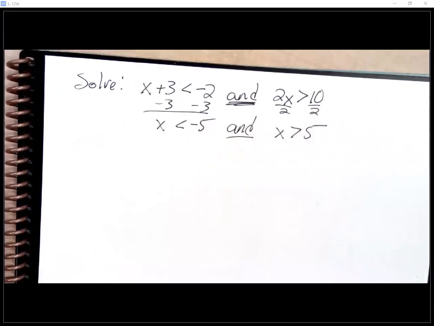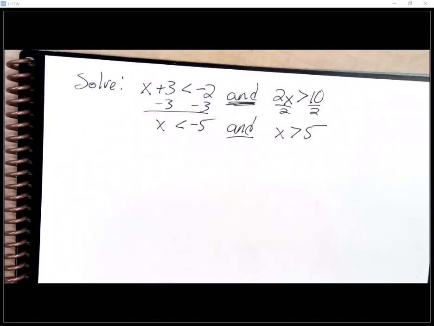But I need to remember that for these and inequalities, my answer has to work for both sides. So can you give me a number that's less than -5 and greater than +5 at the same time? Oh, wait, no. Yeah, I agree. I have to think about it for a second. There isn't one that exists. So I already know that there's no answer. But sometimes you kind of get lost in this.